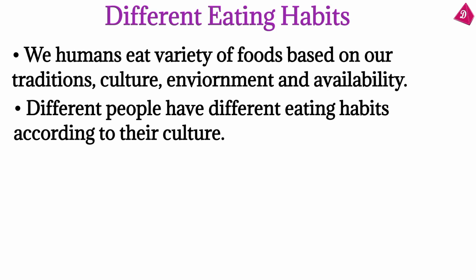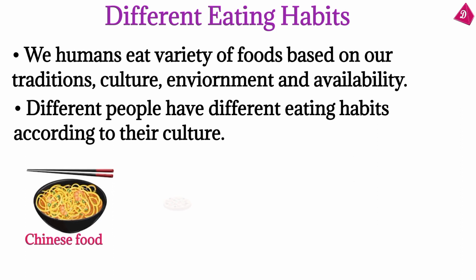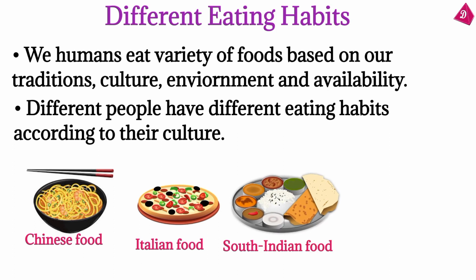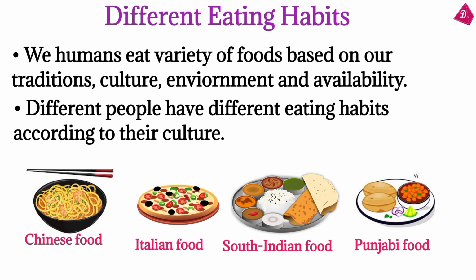Different countries have different traditional food and eating habits. China has Chinese food. Italy has Italian food. We live in India, and children, India is a vast country. South Indian people eat dosa, idli, sambar, rice, while people living in Punjab love to eat parantha and chole bhature. In different regions, people prefer to eat different food according to their culture and availability.